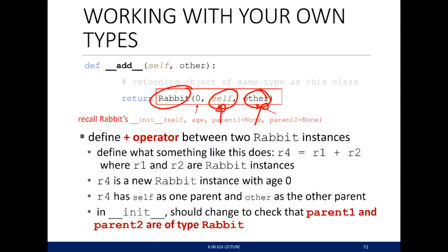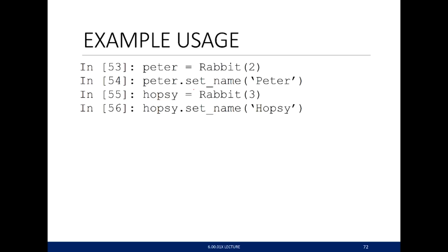Before I do it, let's simply remind you what this is doing. The add operator is between two rabbit instances. It defines what it means to take rabbit 1, rabbit 2, and add them together to create rabbit 4. Initially, it's a new rabbit. I'm going to have it be a new rabbit with age 0, coming from right there. It has self as one parent and other as the other parent. And ideally, inside of init, I should check that, in fact, they are of type rabbit. I haven't done that here, but it would be a nice thing to do to make sure I'm enforcing the invariant that these are rabbits that are getting together.